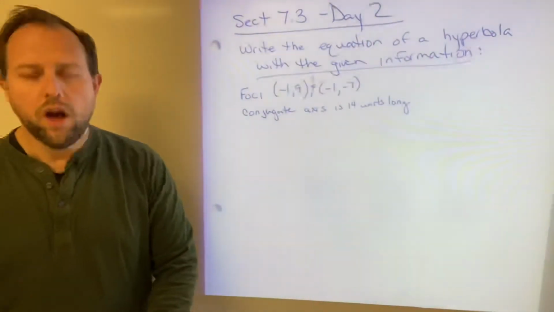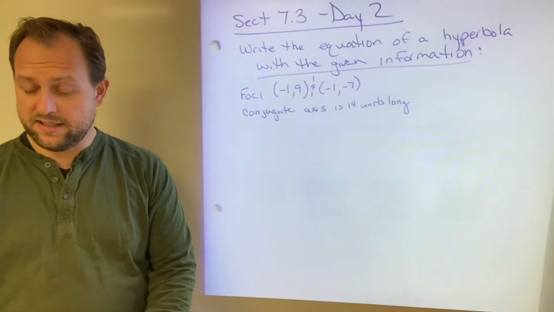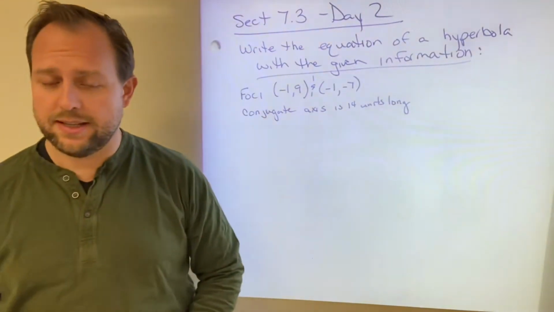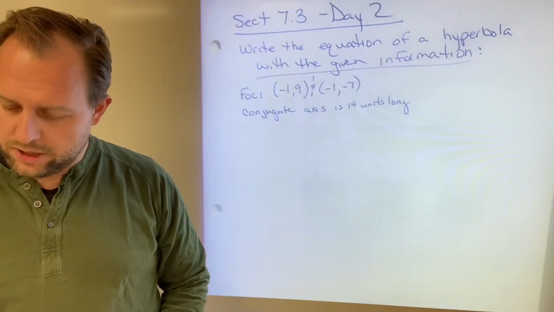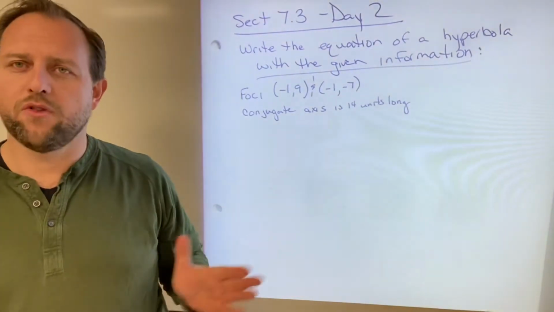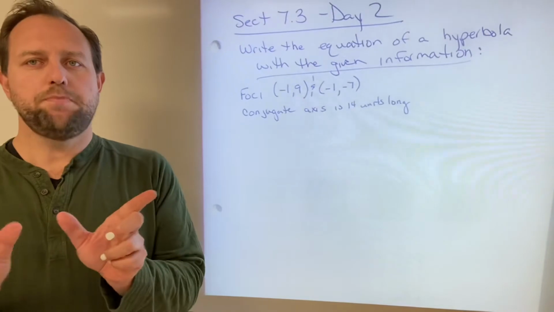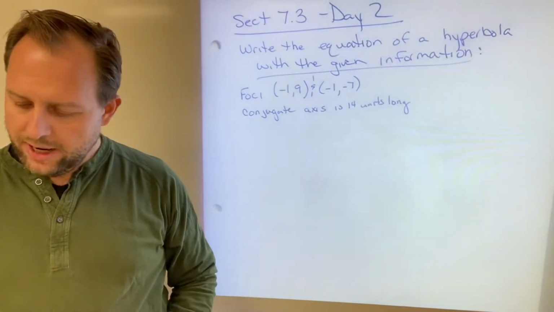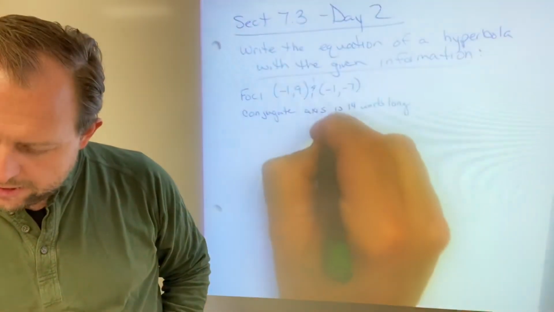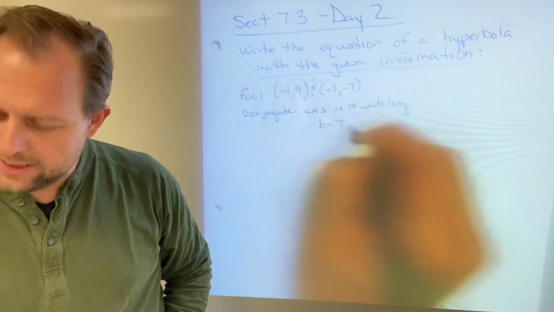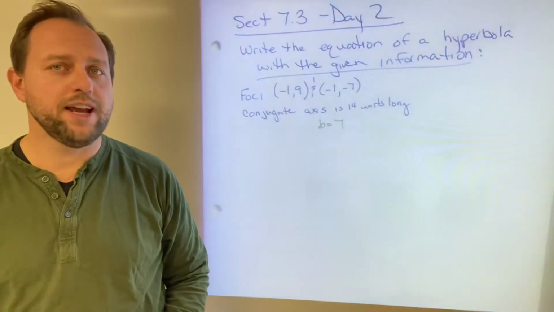Okay? Well, what is this telling us? The conjugate axis is where we get b from, right? If the whole axis is 14 units, each b coming away from the center is half of that. So we know that, in this case, b is going to be 7 because it's half of that conjugate axis.